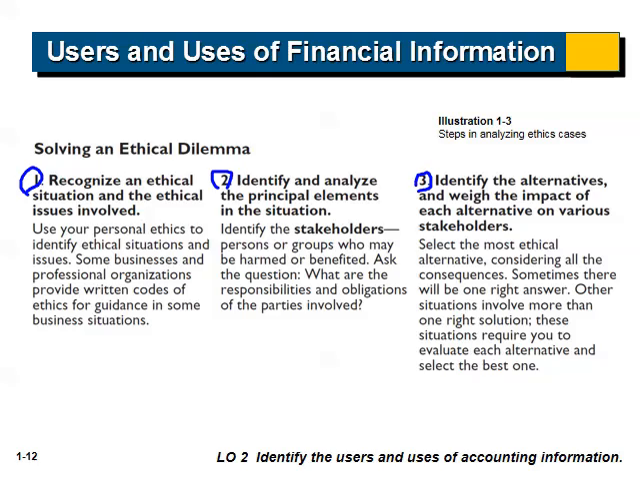And then finally, identify the alternatives and weigh the impact of each alternative on the various stakeholders. So for example, you have this dilemma. Your boss tells you to do something, you don't think it's right, so you identify all the stakeholders and then you think, what can I possibly do? I can, for example, go to my boss's boss, or I might even go to the point where I say I can't work for this company anymore. The point is, you have a process that you go through.